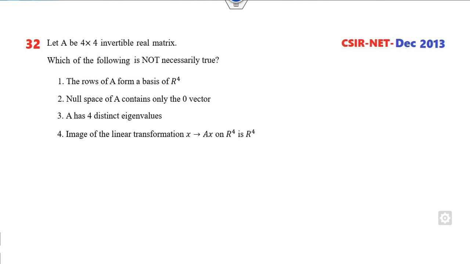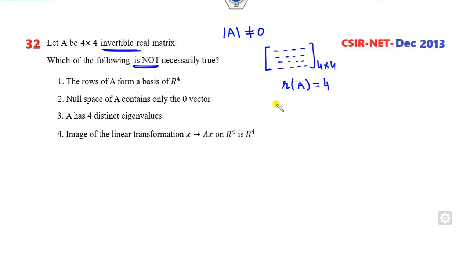Now look at the next one. A is a 4 cross 4 invertible matrix. Determinant of A is non-zero. Which of the following is not necessarily true? What is the meaning of that? If you have this 4 by 4 matrix whose determinant is non-zero, rank of A is 4. First option, rows of A form a basis. So what is that? If determinant is non-zero, it means they form a linearly independent set. If they are LI, they form a basis.